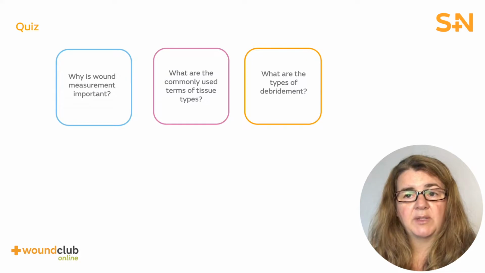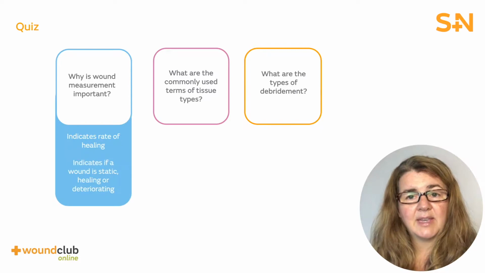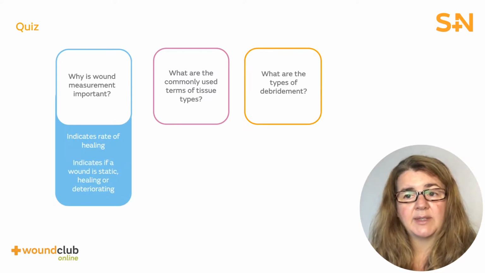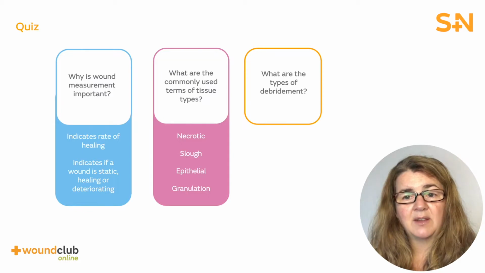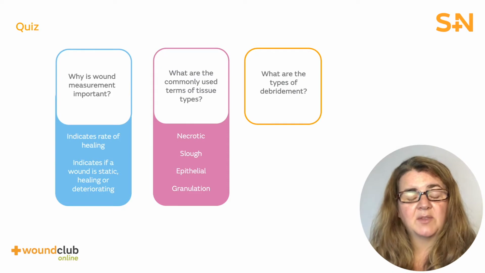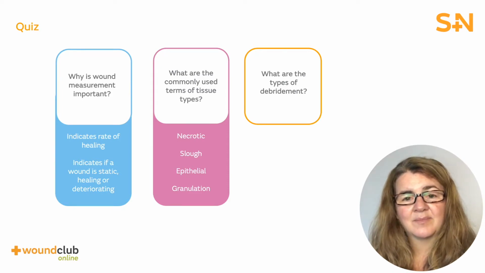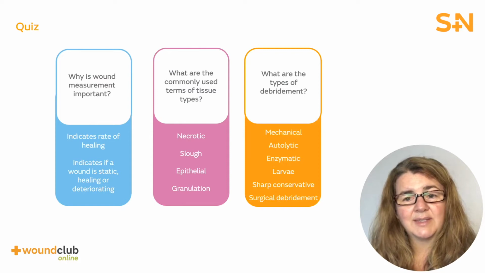Why is wound measurement important? It indicates rate of healing and indicates if the wound is static, healing or deteriorating. What are the commonly used terms of tissue types? Necrotic, slough, epithelial and granulating. What are the types of debridement? Mechanical, autolytic, enzymatic, larvae, sharp conservative, surgical debridement.